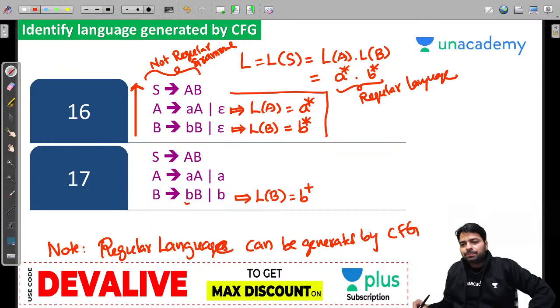Because of this is B star and B we substitute. So B star dot B. And this is a language of A is what? A plus.